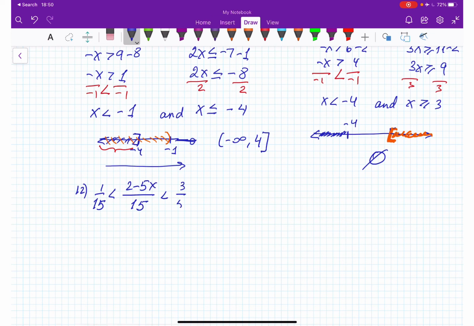Over 5, I'm sorry. So 15, 15, and 5, common denominator, which means we need to bring, every time you have a fraction, it doesn't matter if it's an equation or inequality, as long as you have a fraction, you're going to get rid of the fraction. So to get rid of the fraction, we need to bring to a common denominator. We have 15, 15, and 5. Okay, let's write it down.